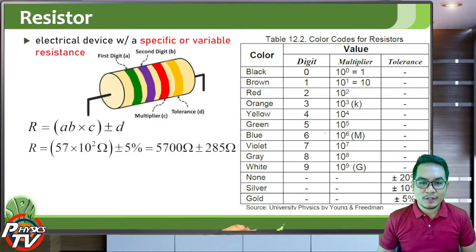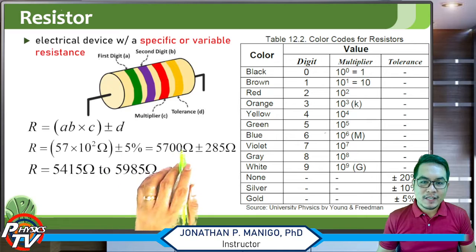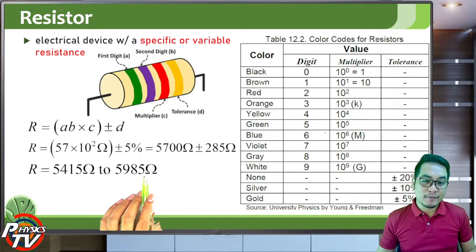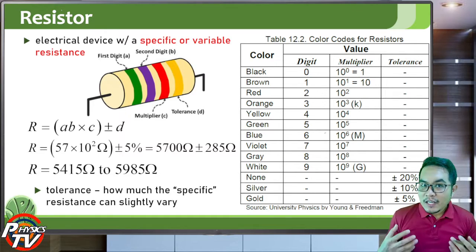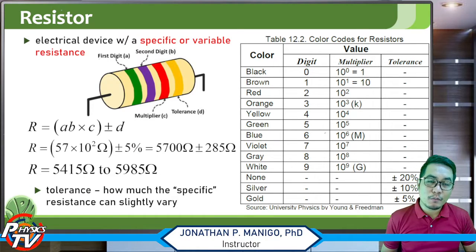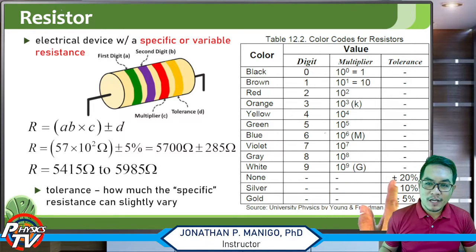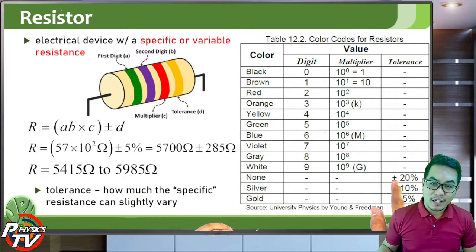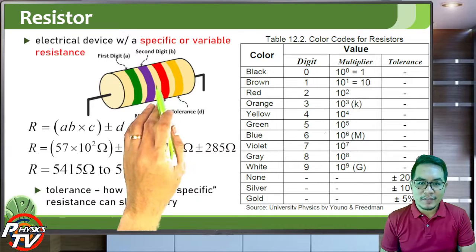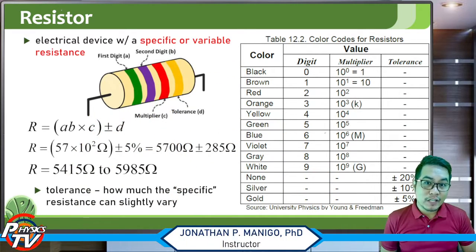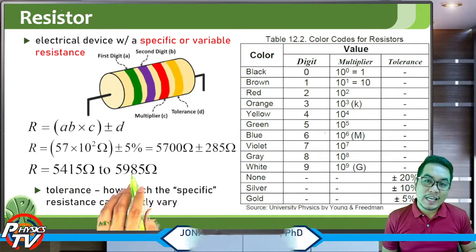This means that this resistor can have values from 5,700 minus 285, that is 5,415 ohms, up to 5,700 plus 285, that is 5,985 ohms. So the tolerance tells you how much the specific resistance can slightly vary. If you want a more accurate resistor, you should choose the one with the smallest tolerance, such as gold, since gold only has plus or minus 5%. If there's no fourth band, the tolerance is plus or minus 20%, so the values may vary very widely. If you measure this resistor using a multimeter or an ohm meter, a device for measuring resistance, it can have values from 5,415 ohms to 5,985 ohms.